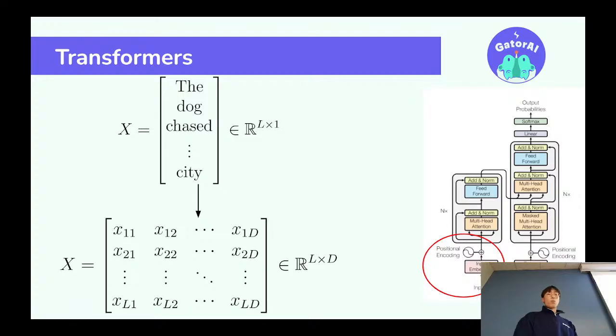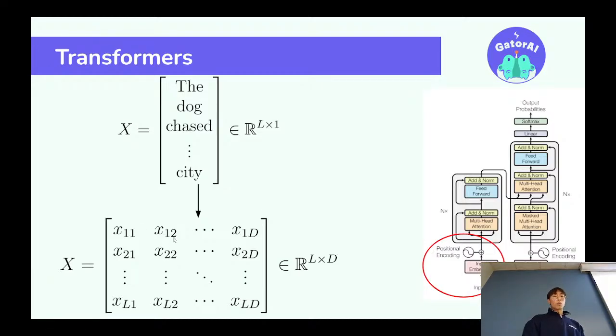So let's say that we have a sequence of text, right? And for now, we're going to say that each token is a word. So we have text that starts with "the dog chased", and we have more words, and then it ends with the word "city", right? Because we can't input words directly into a neural network or any kind of machine learning model, we have to turn them into what we call vectors, right? And so we can see here that we turn the words into vectors, such that every single row in this X matrix is essentially a vector representation of that word.